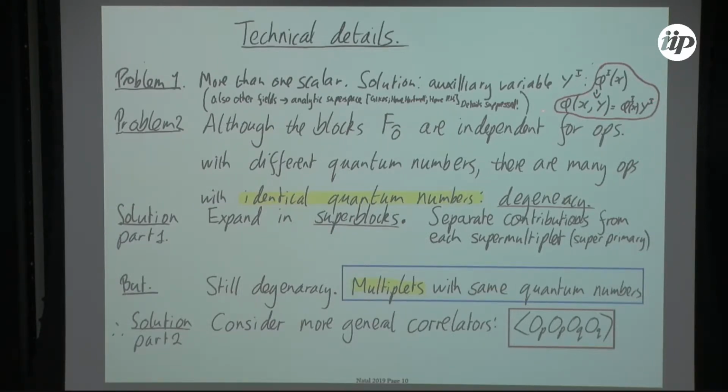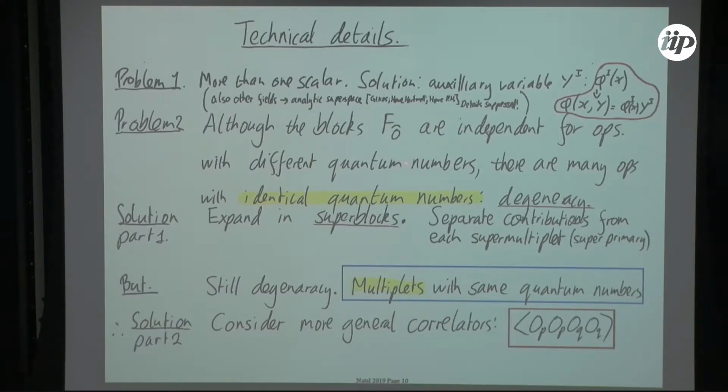In fact, this really is, or can be thought of as, in a bigger formalism called analytic superspace. But in actual fact, you don't need the full machinery to deal with the 4-point function. You just need a few aspects. So we sort of suppress this.